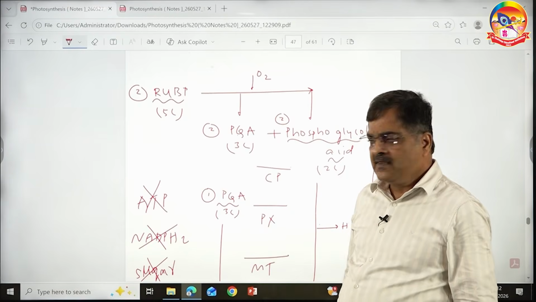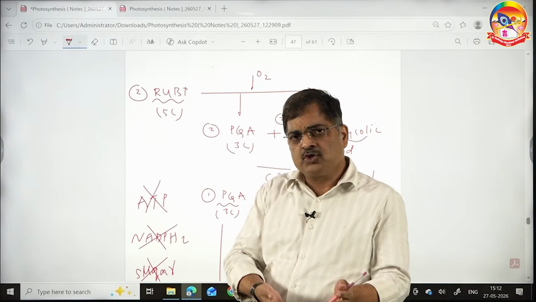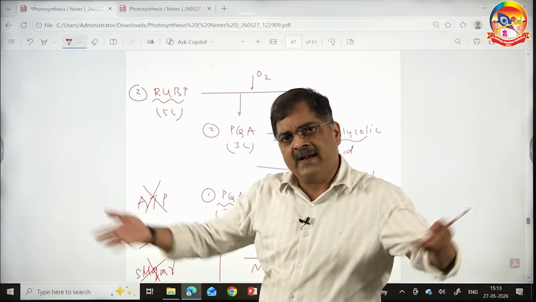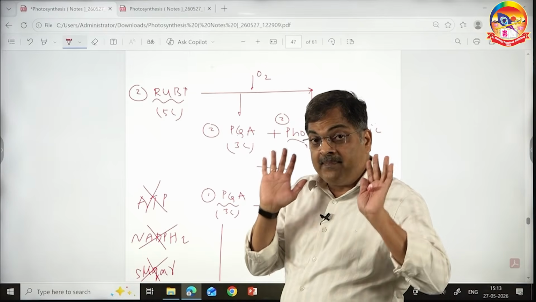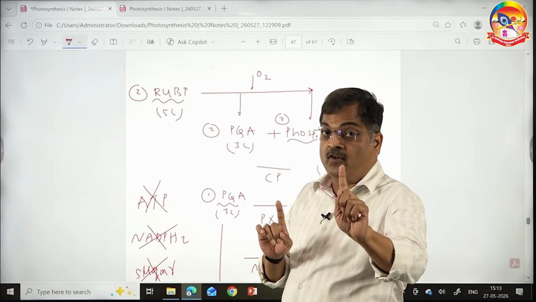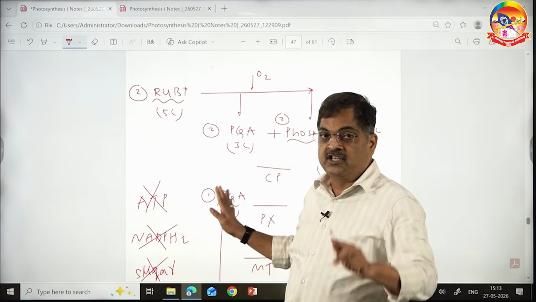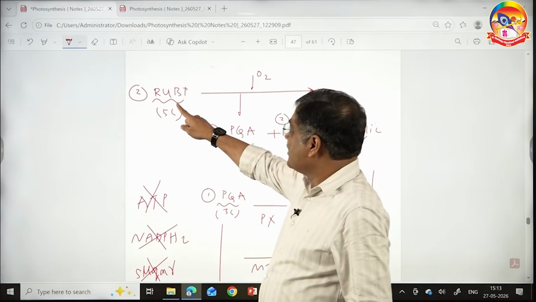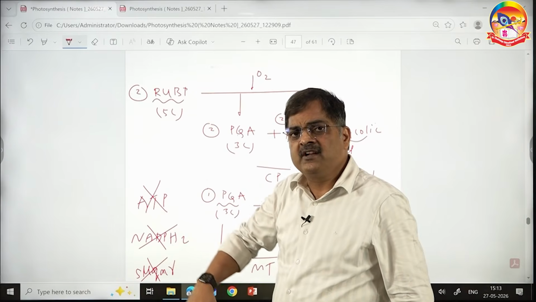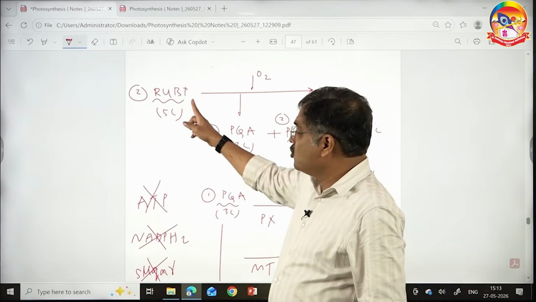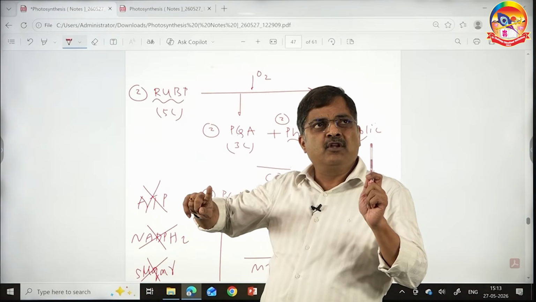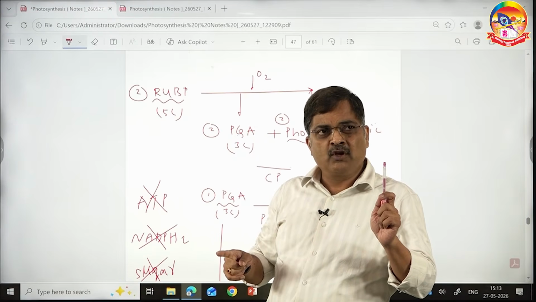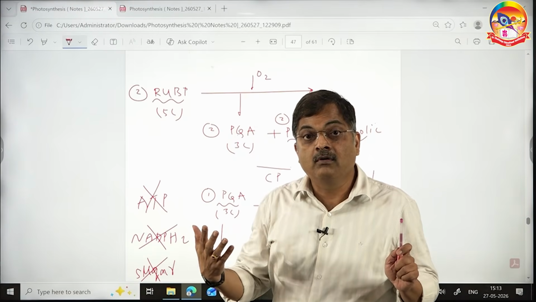Why are we counting? Because ultimately this PGA should form PGAL and should form glucose by Calvin cycle. Keep this in mind. How many PGA molecules formed in RUBP oxygenation? Total 3. And what about RUBP if it gets carboxylated, children? How many PGA formed? For 6 molecules of RUBP, it is 12. For 2 molecules of RUBP, it should be 4.